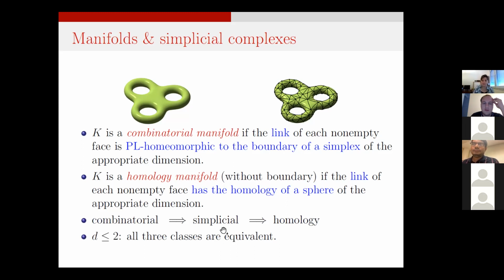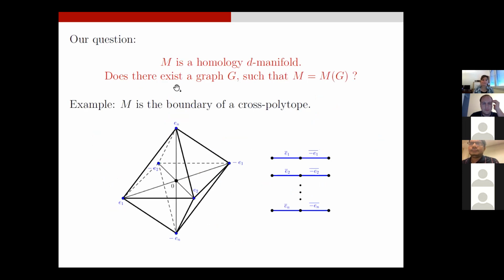Sorry, just because I'm not so familiar with PL homeomorphisms, is a cycle homeomorphic to a triangle? PL homeomorphic. Yeah. Okay, good, just to be sure. So these things are okay. Okay, thanks.